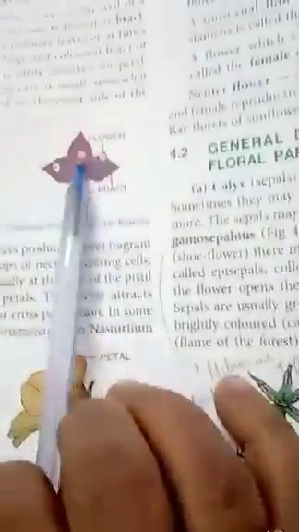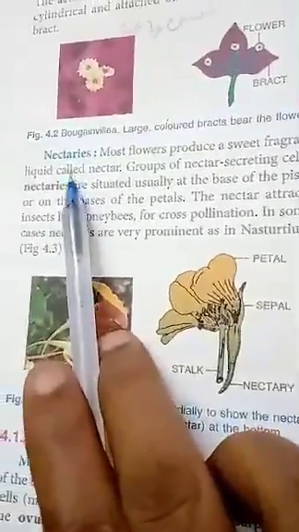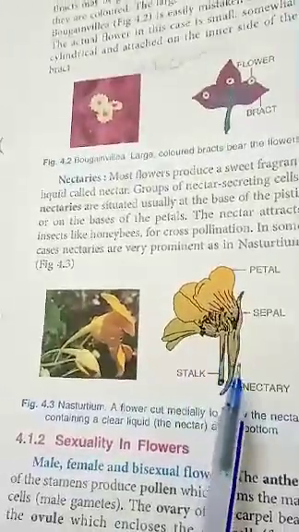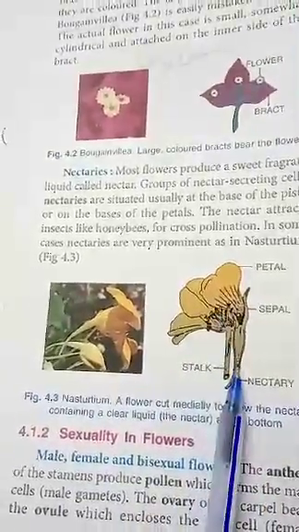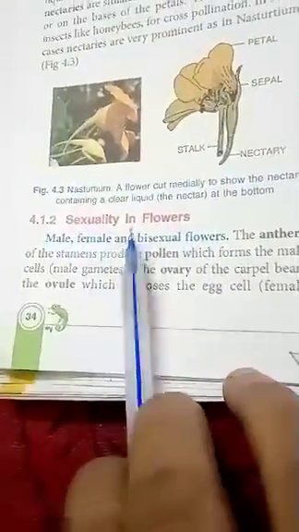As I told you, this is the leaf, this colored part is the leaf, and it's a bract. Now we come to nectaries. Nectaries, you know, these are the gland-like structures which secrete the nectar in a flower that will attract the insects for pollination. Then we come to sexuality in flowers.